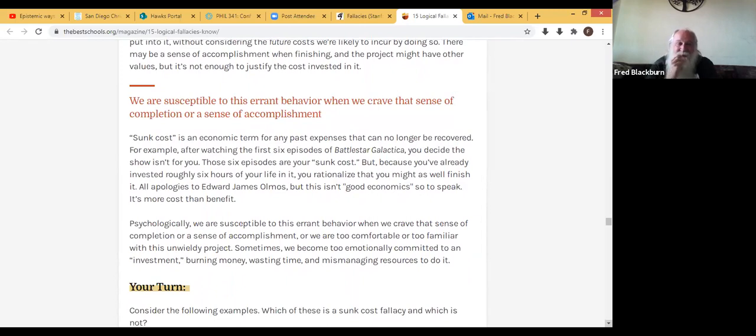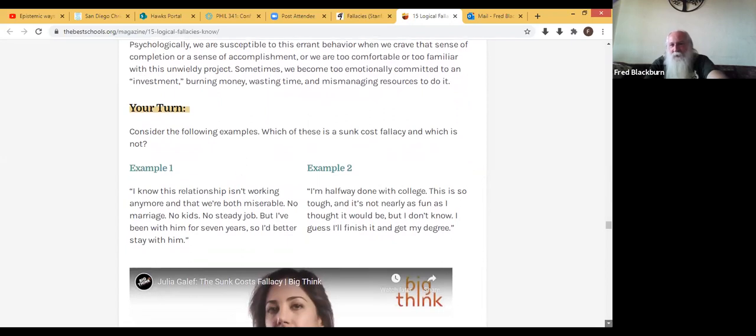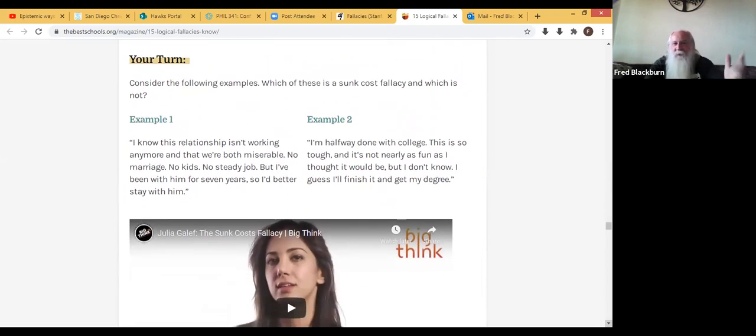This is interesting. Psychologically, we are susceptible to this behavior when we crave the sense of completion or a sense of accomplishment, or we are too comfortable or too familiar with this unwieldy project. Sometimes we become too emotionally committed to an investment, burning money, wasting time, and mismanaging resources to do it. And I get that. Whether that's in a relationship or a course or a hobby, when we invest a certain amount of time or energy into something, we don't want to let it go, even though continuing is just going to cost us more time and energy and not get the results we want.